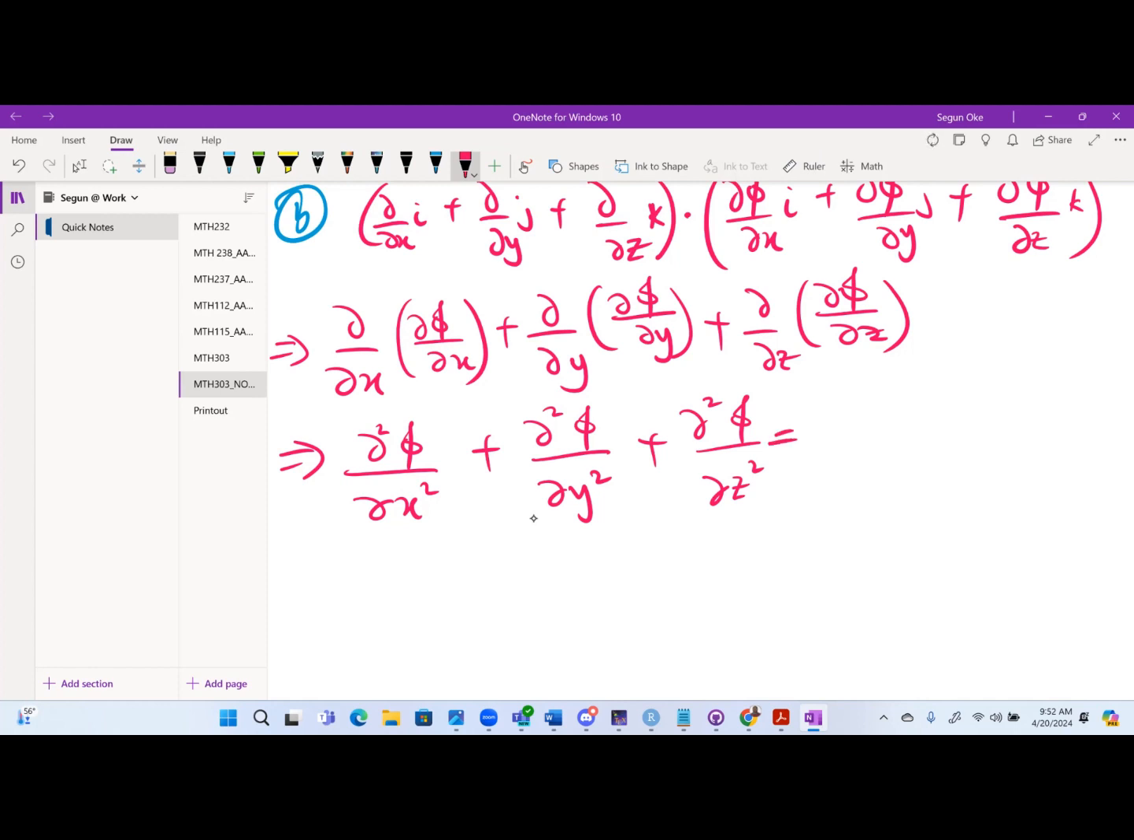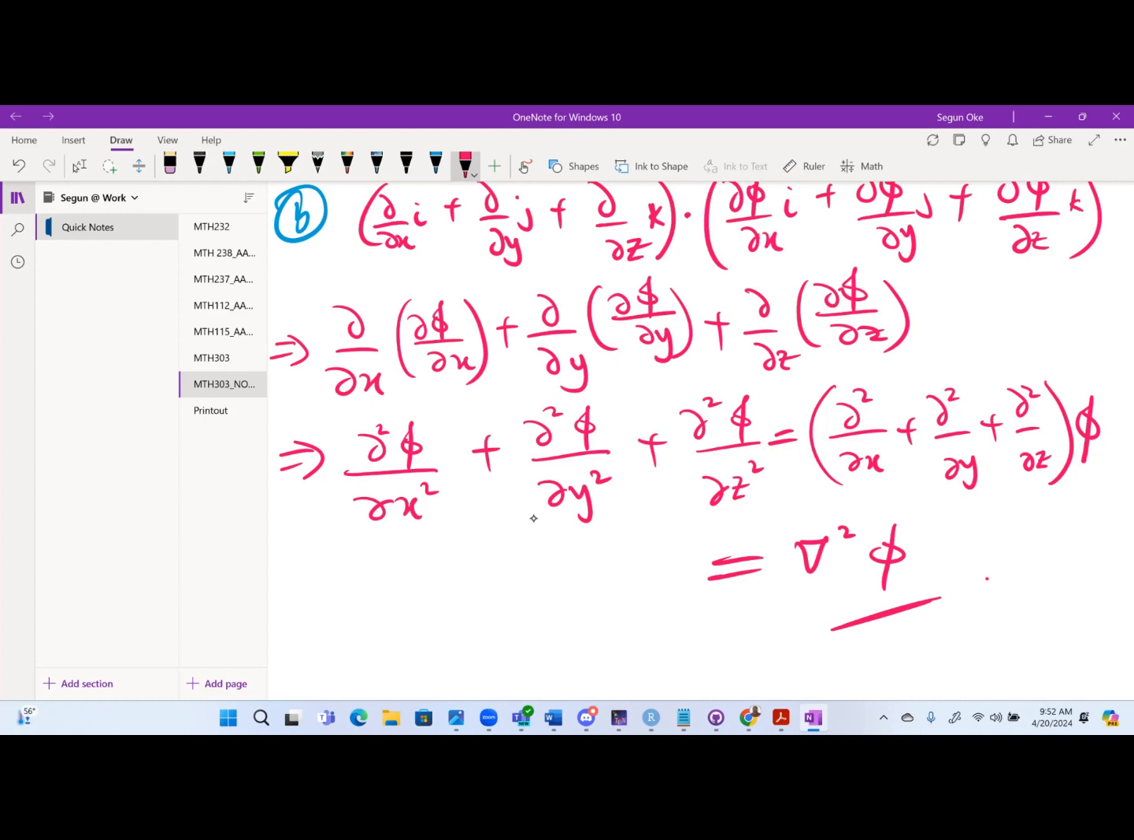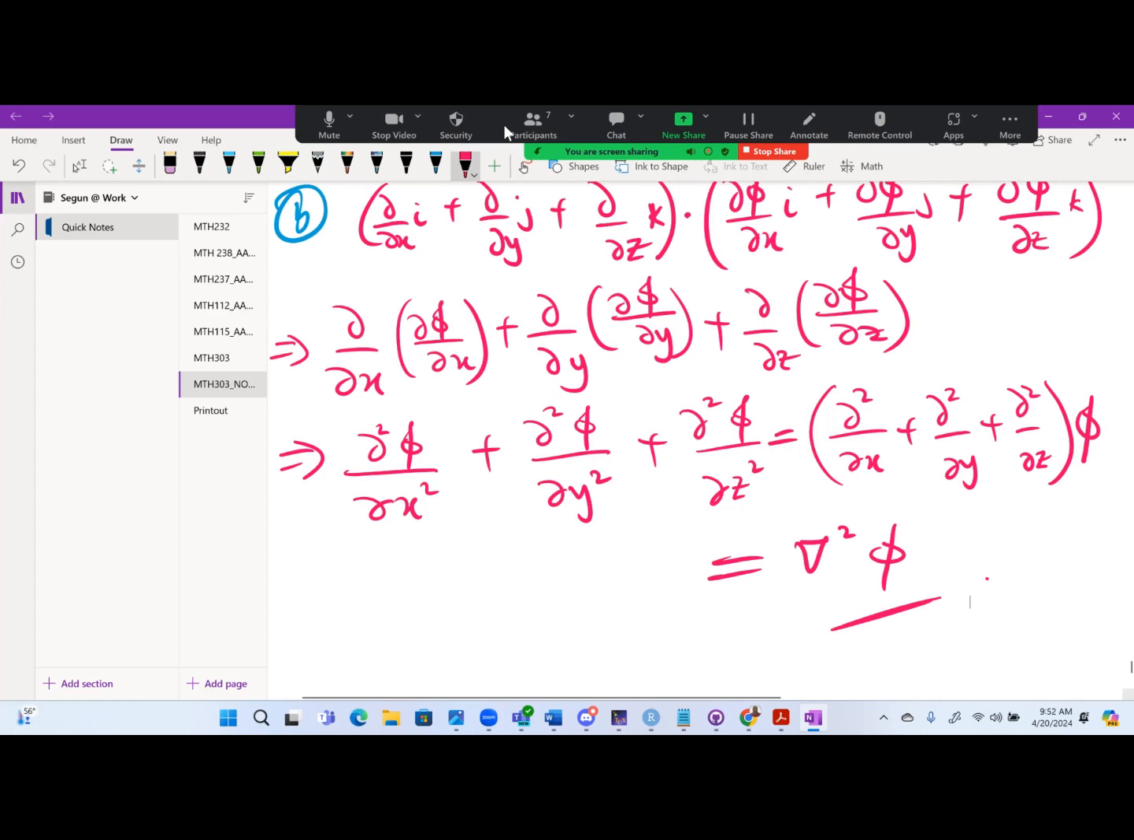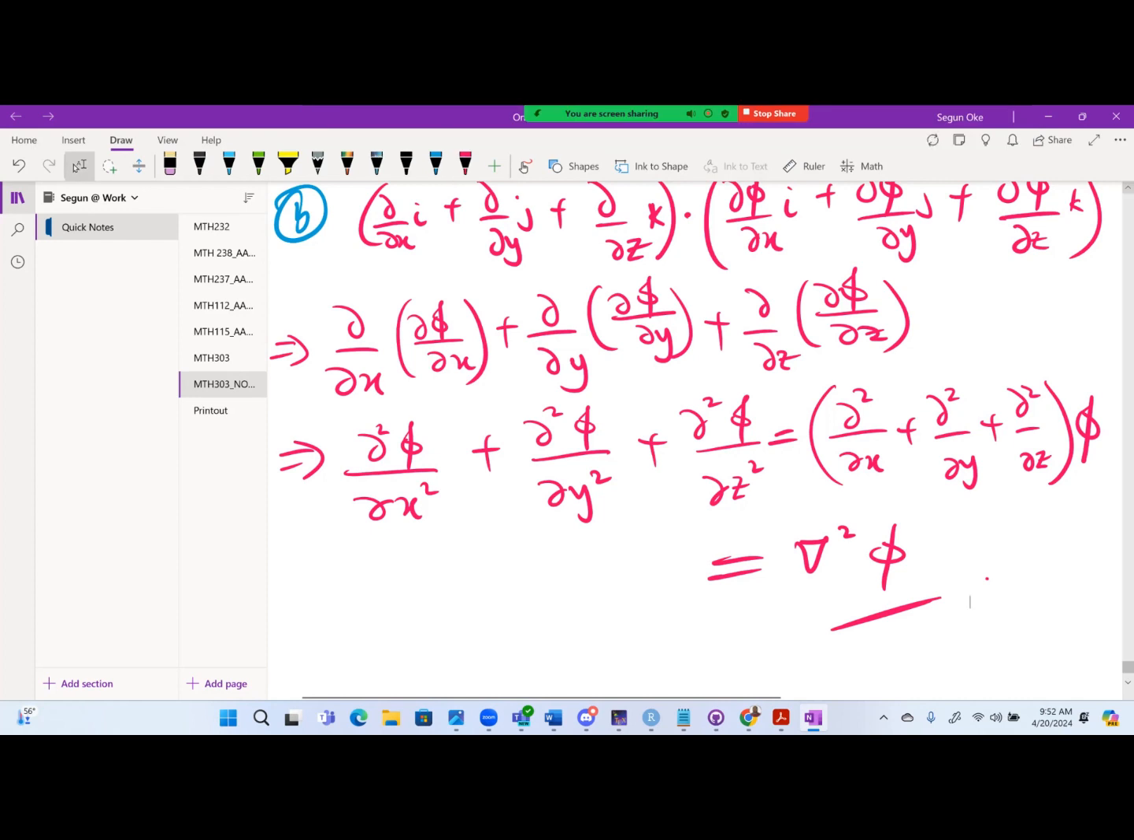Something is common to them. I can factor the phi out by saying d squared over the x squared plus d squared over the y squared plus d squared over the z squared, everything multiplied by phi, which is the same thing as del squared phi. So I've already proved that. Did you agree with me? I need a response, please. Yes, sir. Any question?